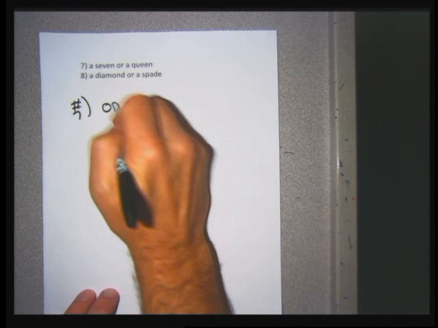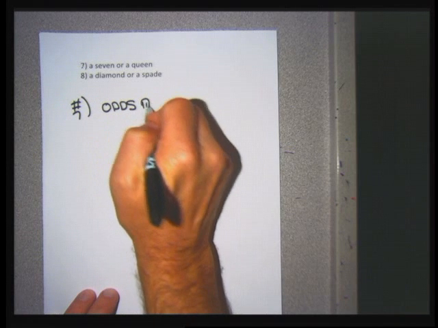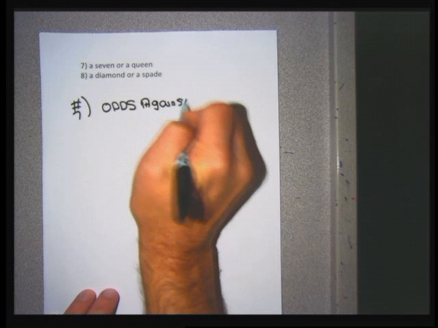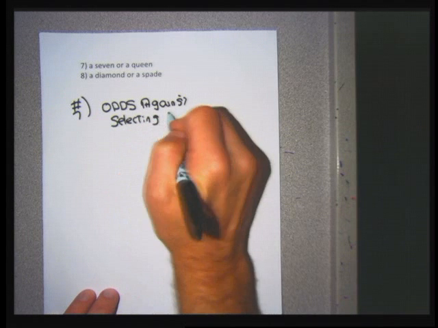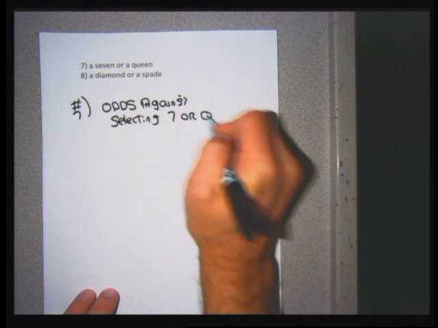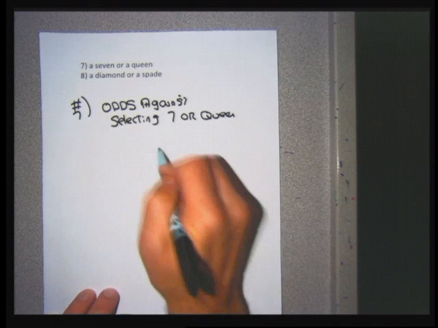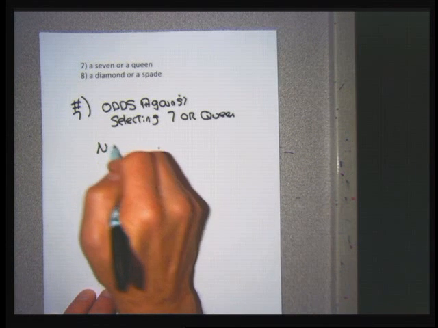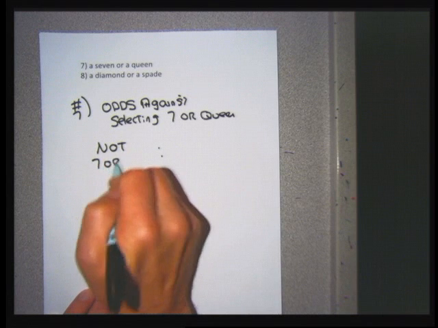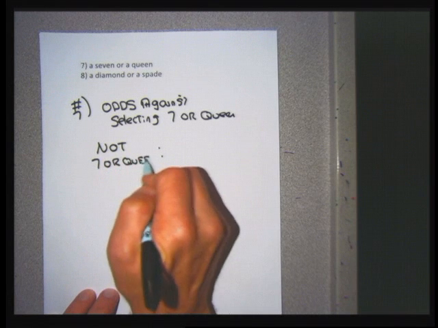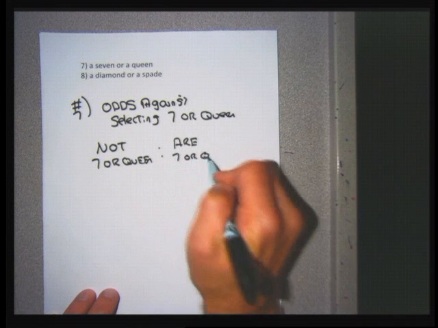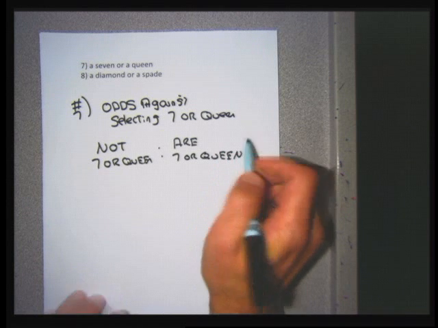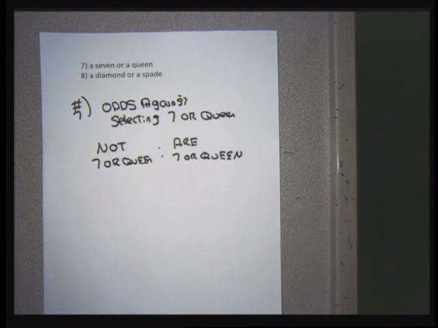I'm going to do the odds against selecting a 7 or a queen, which means I need to break the sample space up into the cards that are not 7s or queens and the cards that are 7s or queens. And I find the one that's smaller to count and isolate it. For me, it's easier to count the R's because there's not that many of them.